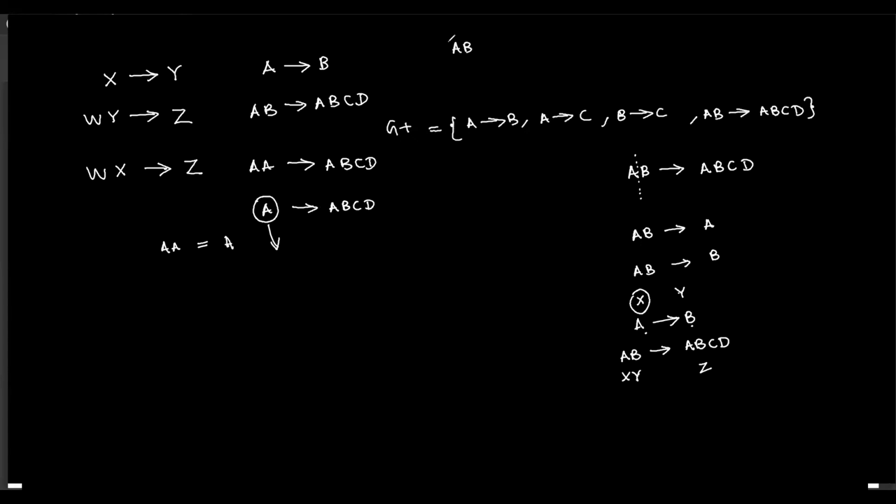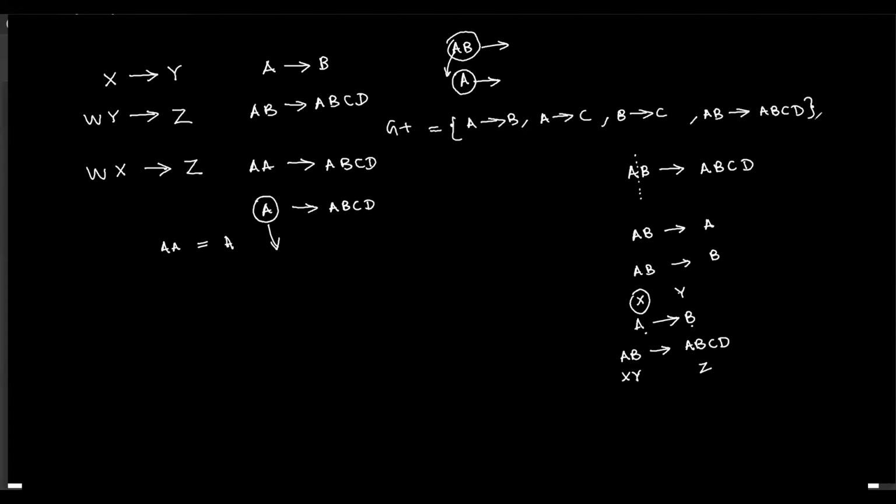I mean, AB is a super key, but think of it. It's a super key with a subset A. AB has a subset A, which is a proper candidate key. So AB cannot be primary key here. A will be the primary key here. You understand?